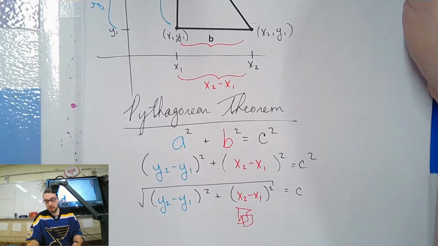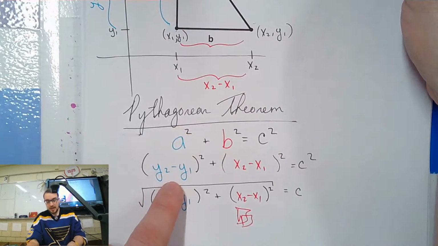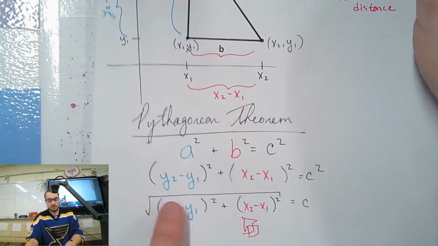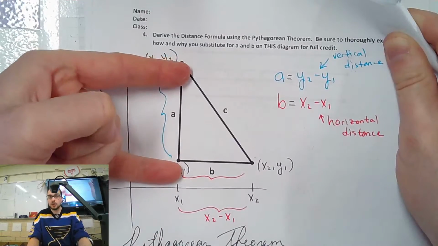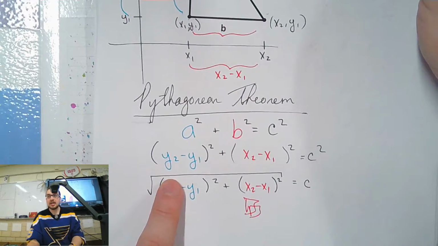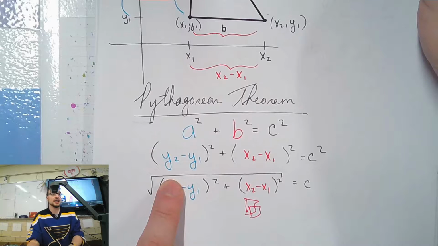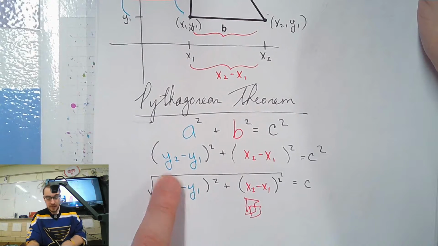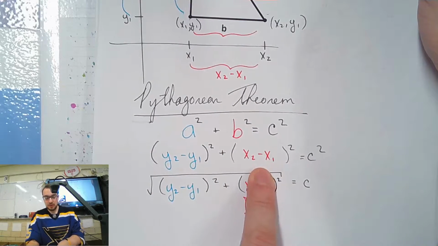Now that I know what a and b are, I'm going to plug them into Pythag. Pythag is a squared plus b squared equals c squared. So instead of writing a, I'll write what a is. y2 minus y1. Yes, a is the vertical part here, so you need to write y's first on this diagram, not x's. Will it change the math? No, but it changes the proof. B is x2 minus x1, so I plugged them in. Don't forget to square them, right?